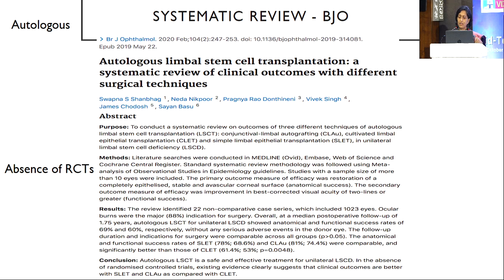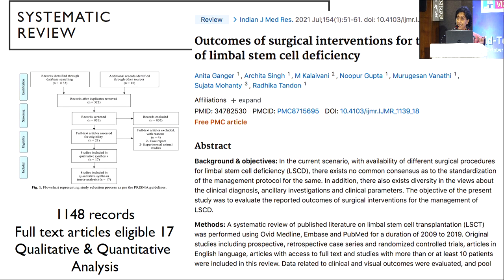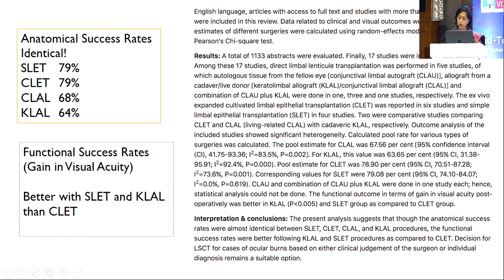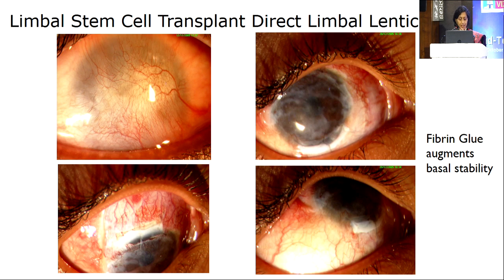If you look at the systematic review, it indicated there's an absence of RCTs. So generally, largely they are retrospective series or a few prospective series. We did a systematic review of our own, and we found very, very few RCTs, but looking at the qualitative and quantitative analysis, you see largely the results are similar. SLET and CLET, and the functional gains, but broadly better with SLET than the others, and that's exactly what we have always come to do with our practical clinical sense, that SLET has largely replaced all the other procedures.